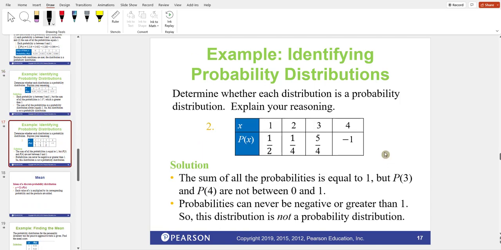This next one, our x is 1, 2, 3, 4, and then we have these fractions. Once again, your probabilities have to fall between 0 and 1. So the probabilities 1/2 and 1/4 are good because they fall in between 0 and 1. However, 5/4 is really 1 and 1/4, so that's greater than 1. And then -1 is less than 0, so these two won't work. You don't even have to worry about seeing if they add up to 1. They may add up to 1, that's fine, but right now these two would be an issue, and this would not be a legit probability distribution.